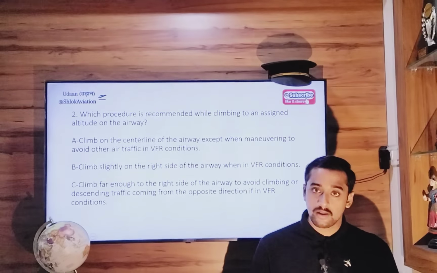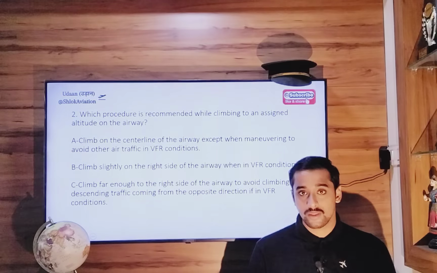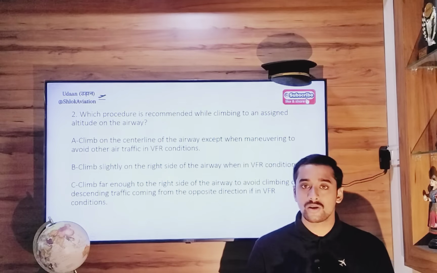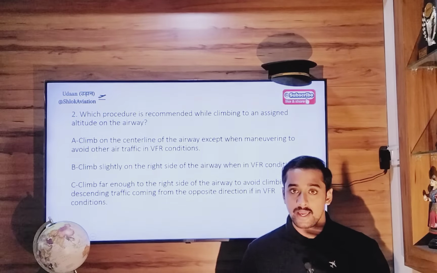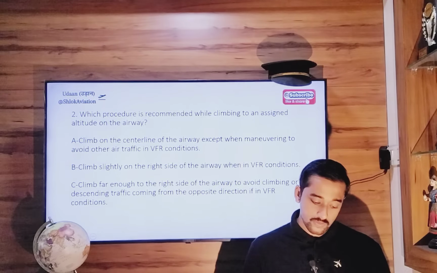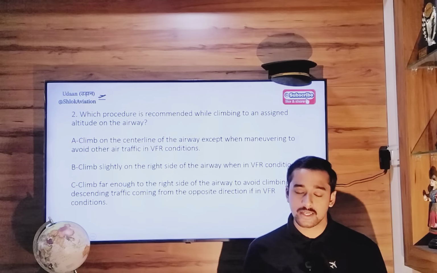Which procedure is recommended while climbing to an assigned altitude on the airway? Okay, so you're flying along the airway, along the Victor airway on a particular VOR radial. You're climbing on that radial on that airway. So which procedure is recommended? Okay, what is generally practiced?